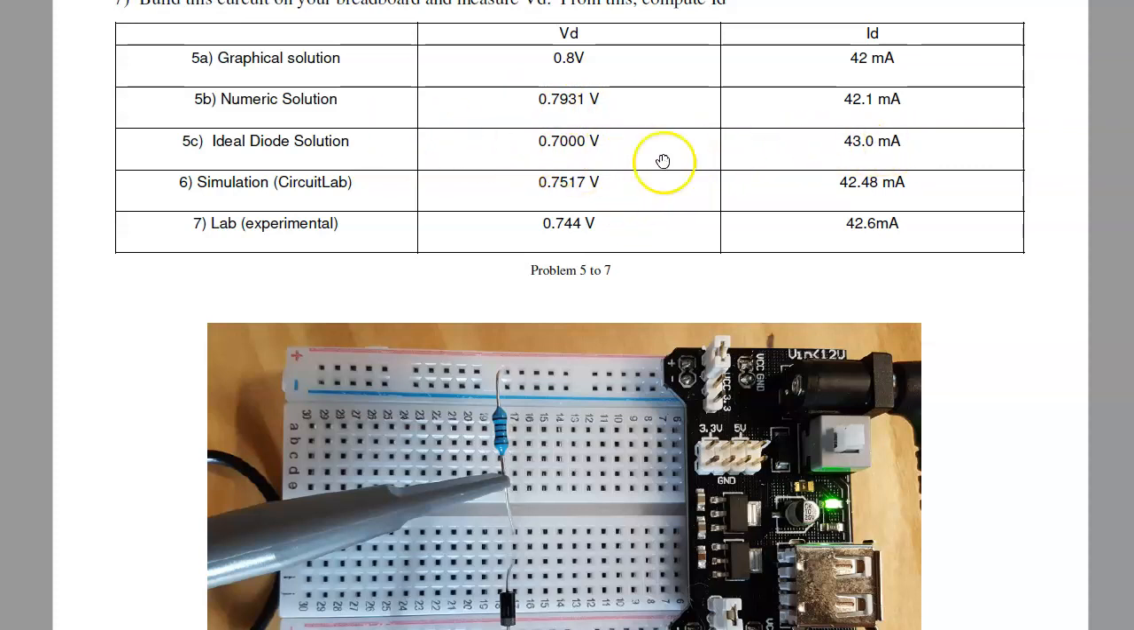The ideal diode model, note that it's pretty close. The ideal diode circuit was easy to analyze, and the answers aren't too far off. Typically, what makes sense is to use the ideal diode model to approximate the answer. If you want to get a more accurate answer, go to Circuit Lab or build it.